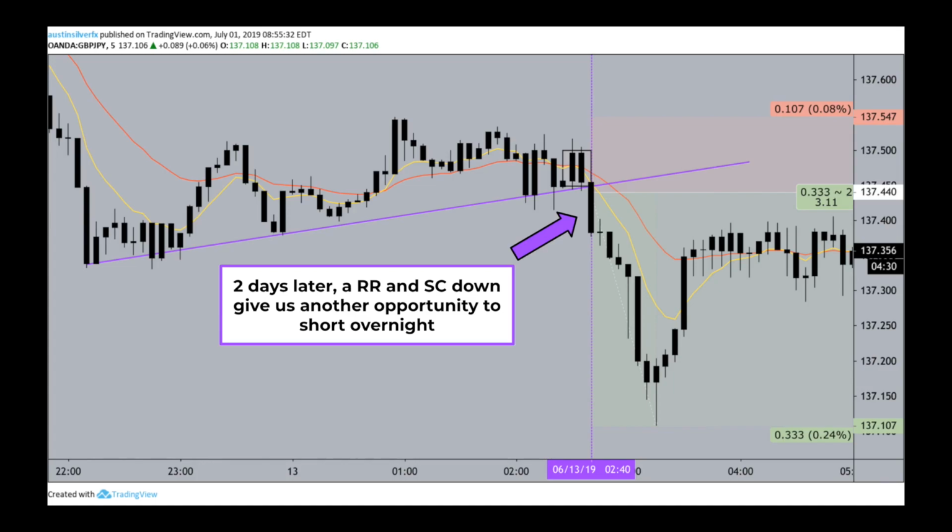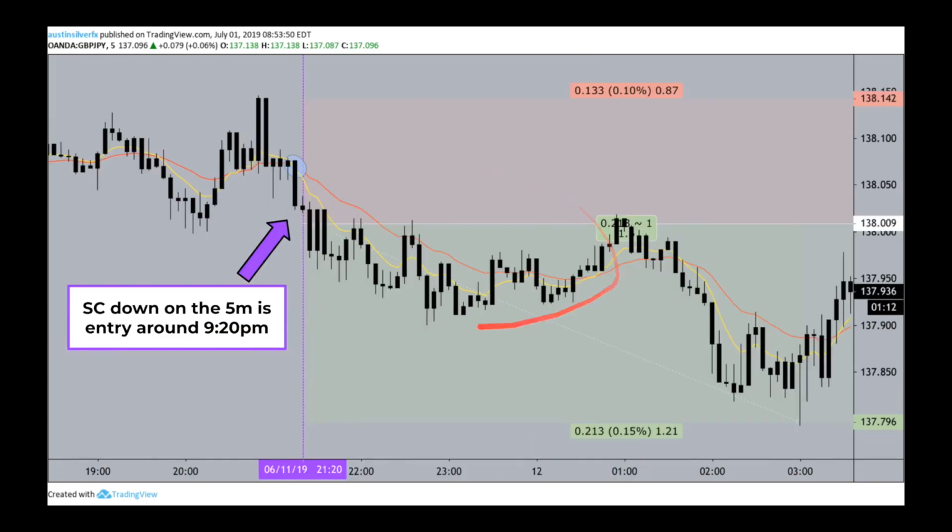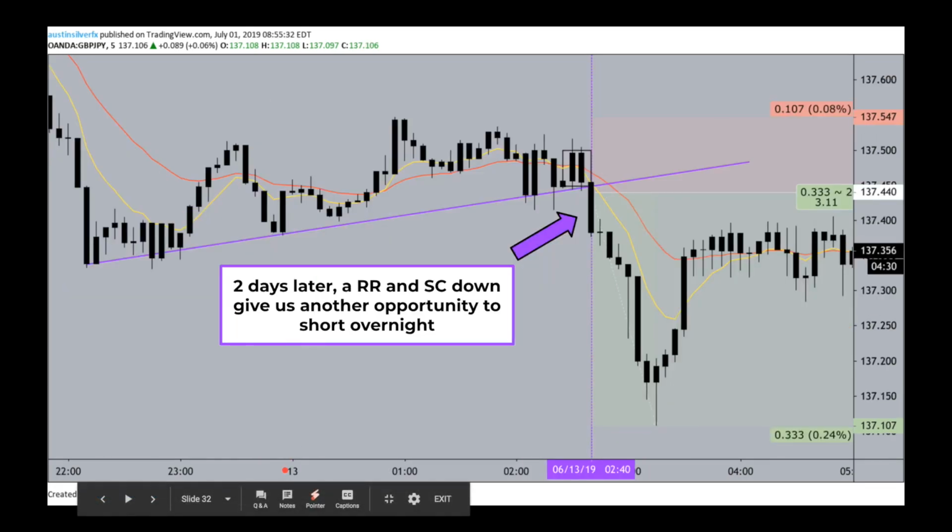Now here, on the 13th, you can see we see another 5-minute cross down. So again, moving into the next day, we're talking on the 11th, moving to the 12th, moving into the 13th, that downtrend continues. This is a little bit later. Not at 9 p.m., this is at 2:40 in the morning.